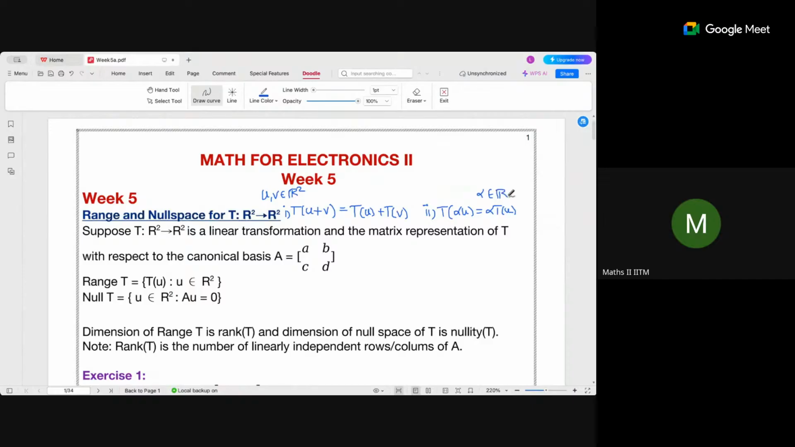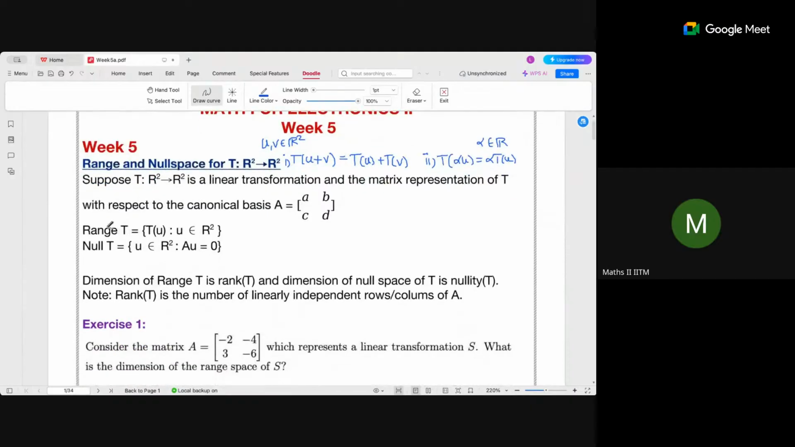Okay. Good. Now, let us say you have a linear transformation from R2 to R2 with respect to the canonical basis. This is the matrix representation, let us say. Now, what is range of T and null of T? Range of T is nothing but the set of all TU where U is in R2. So, this is the usual definition of range of any function, right? The set of all TU where U is in the domain. Here this R2 is referring to the domain.